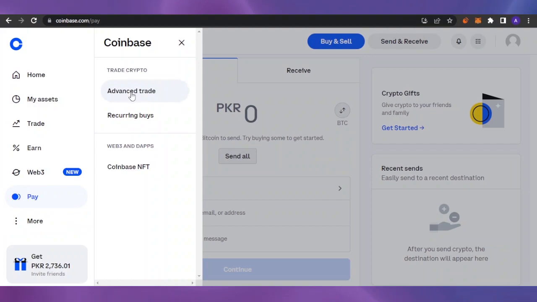There are other options as well. You have advanced trade and recurring buys in Coinbase NFT. So the NFT marketplace is also available on Coinbase, and you can go on and buy NFTs if you want to using your Coinbase.